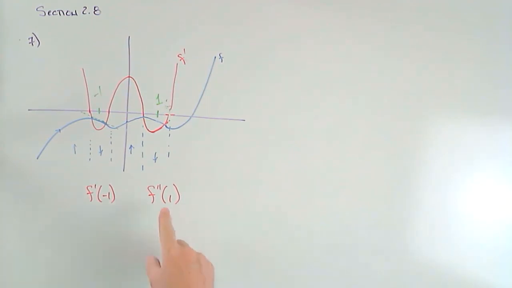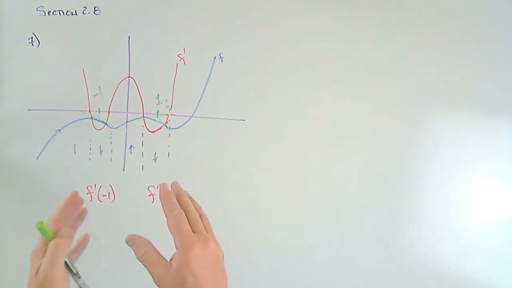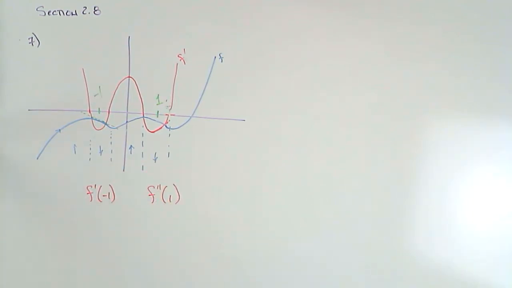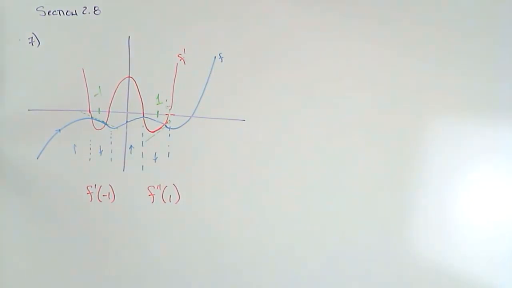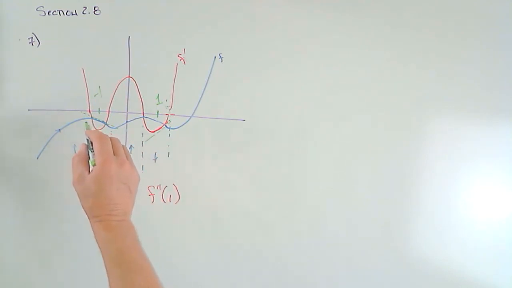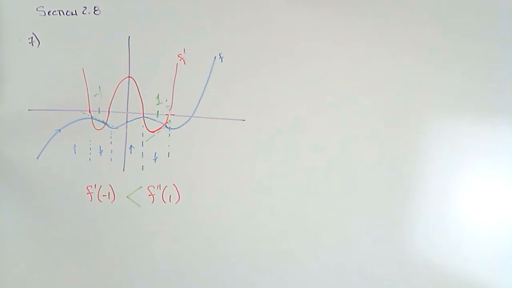What's f double prime of +1? Well, f double prime is the slope of the derivative, right? That's really two derivatives. So it's the slope, because that's a derivative, of the first derivative. When we look at the graph of the first derivative on our picture, the graph of the first derivative is positive, has a positive slope. Remember, the pink graph is the derivative. They want to know which one is bigger. So the slope of the derivative is positive. The slope of the function is negative. So the slope of the derivative, the second derivative, is greater. So that's how we look at problem number 7.